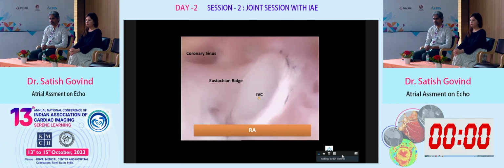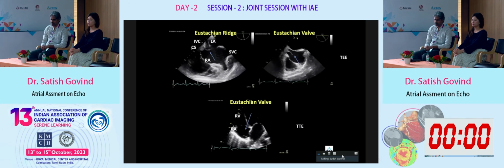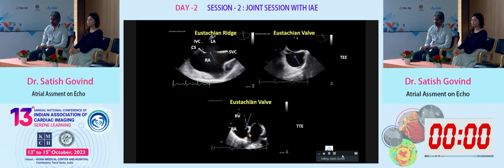So this is a close-up view of how the coronary sinus actually looks. This is the eustachian ridge over there, and you have the IVC and coronary sinus orifices close together. When we look at it in terms of transthoracic, you can see the eustachian valve very prominently seen in the lower image.